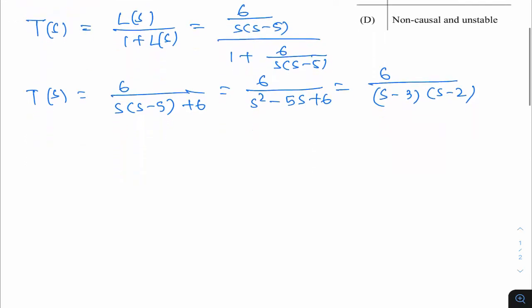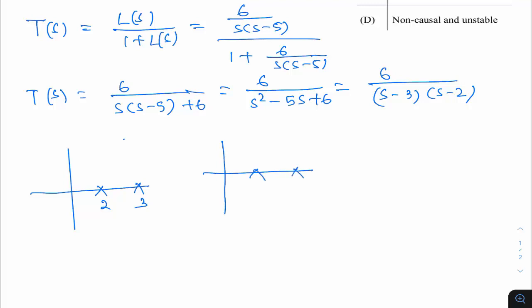Anyway, let's have the pole-zero plot. There are two poles and both poles lie on the right half of the s-plane. This is one pole, this is another pole. The pole locations are 2 and 3. Because there are two real poles, the number of possible ROCs will be three. Let me show what the possible ROCs are.